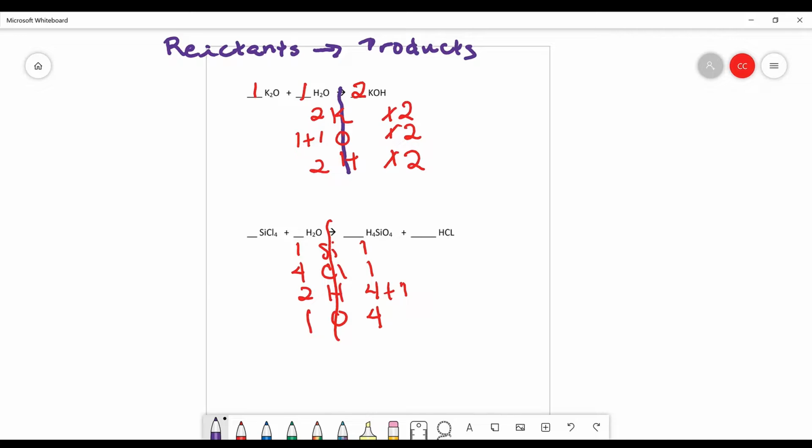We have 4 chlorines on the reactant side, so we need 4 chlorines on the product side. So now we have 4 chlorines, and we have 4 hydrogens and 4 hydrogens. So that gives me 8 hydrogens. Our silicons are balanced. So our water, to get the hydrogens to 8, we need to multiply 2 times 4.